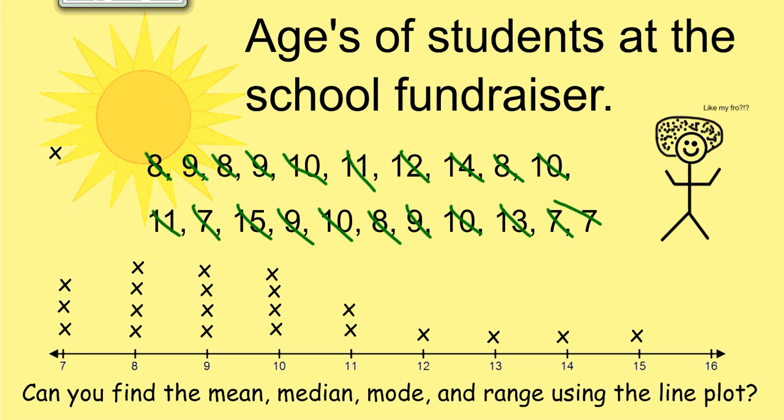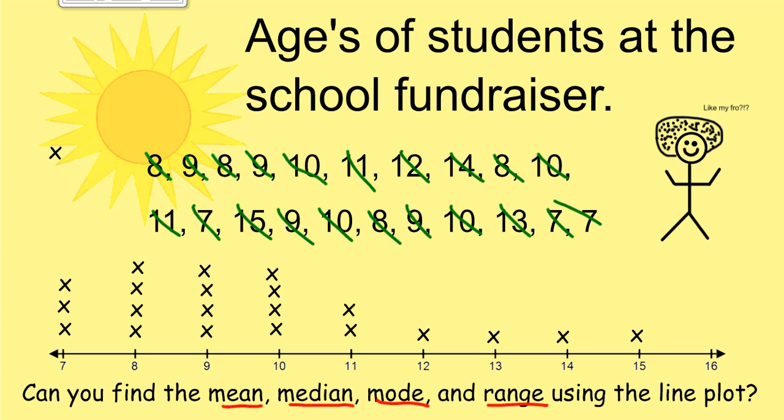Okay, so how did you do? Does your line plot look like mine? And can you find the mean, the median, the mode, and range using this line plot? Well, we already found the range, right? 15, the highest number, minus 7, the lowest number, is equal to 8 for the range.